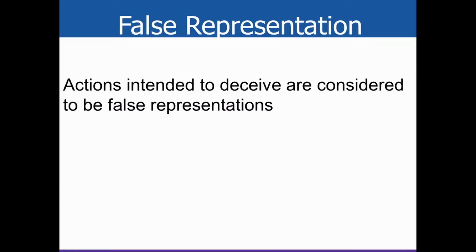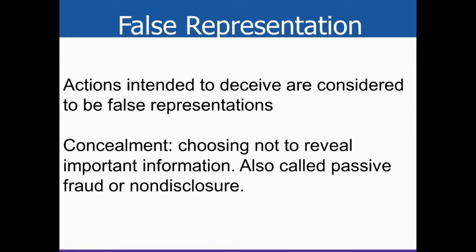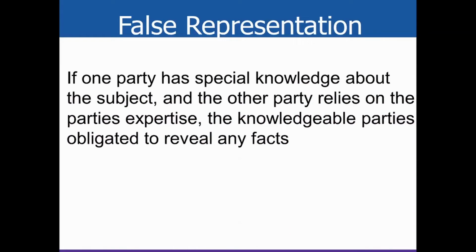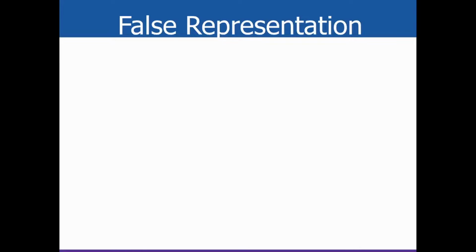Actions intended to deceive are considered to be false representation. Concealment is choosing not to reveal important information, also called passive fraud or non-disclosure. If one party has special knowledge about the subject and the other party relies on that party's expertise, the knowledgeable party is obligated to reveal any facts. So I'm a novice to using the camera. Dan is an expert, and he's not telling me. I'm relying on what he knows about the camera.